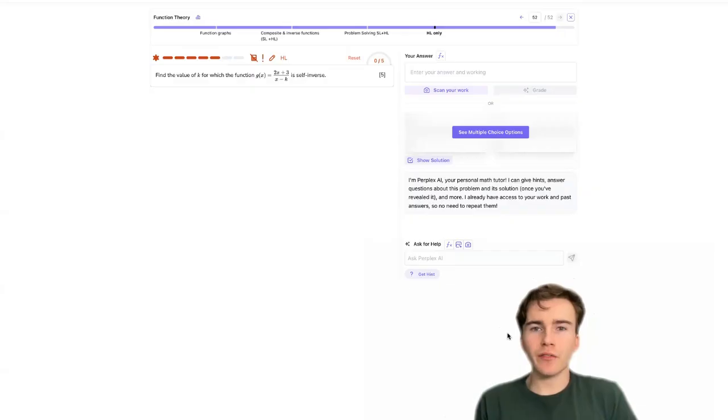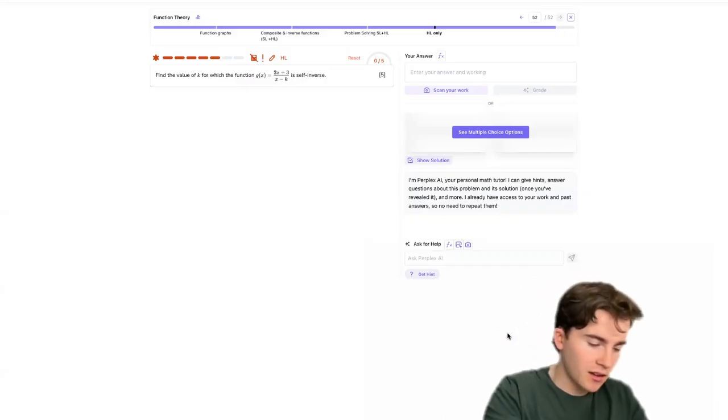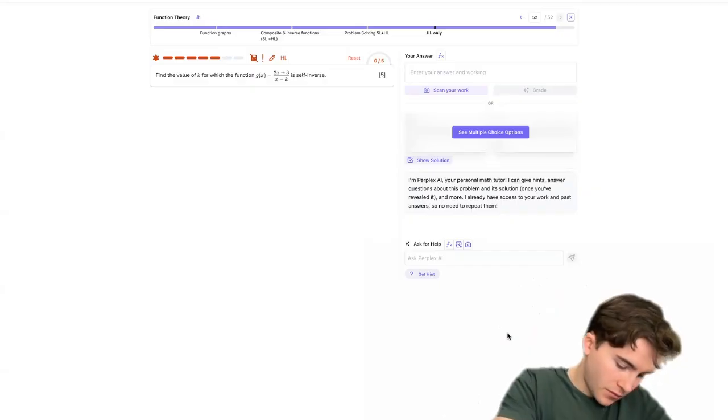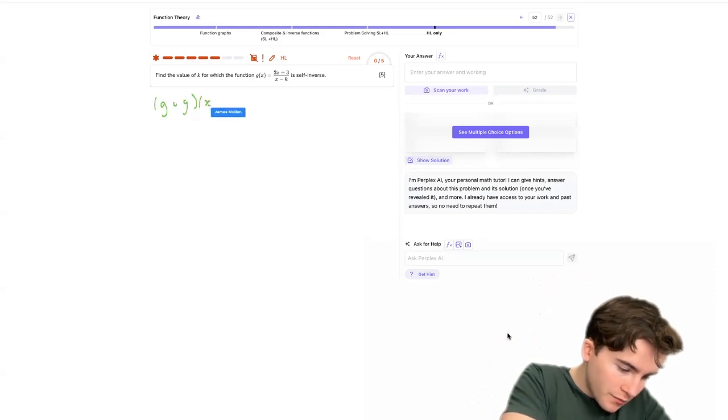And a function being self-inverse means that it is its own inverse function. That is, if I compose it with itself, I get the identity function x. So if I plug g back into g, I should just get back the same thing, x. So in other words, g composed with g of x is equal to x.